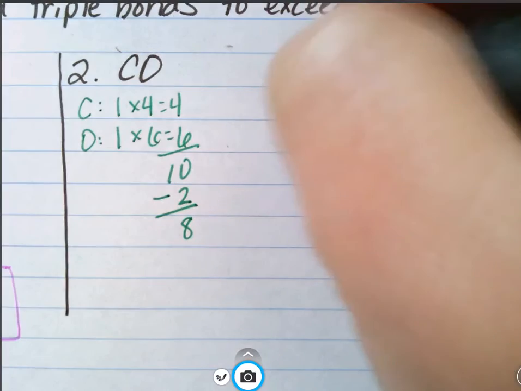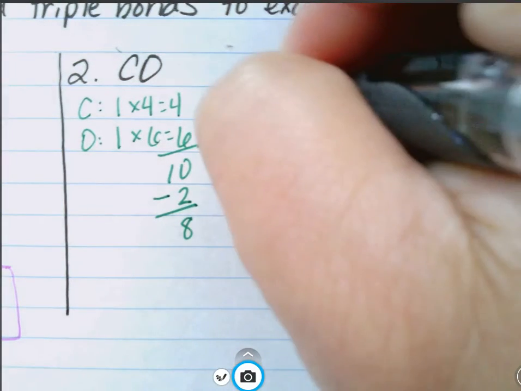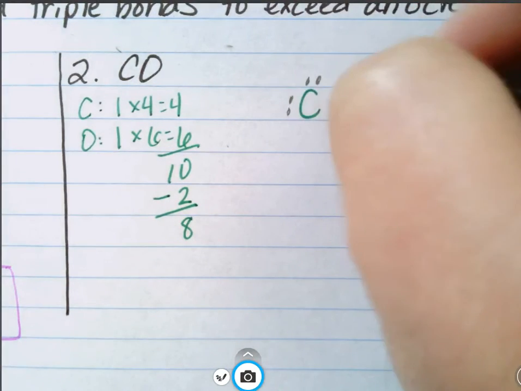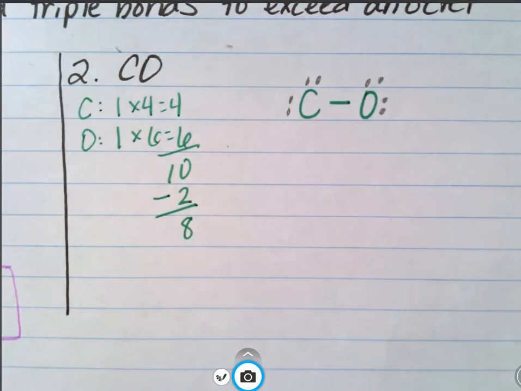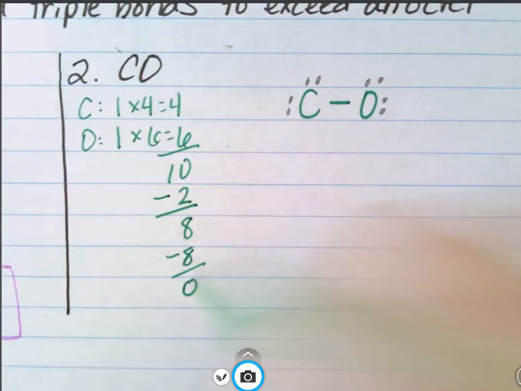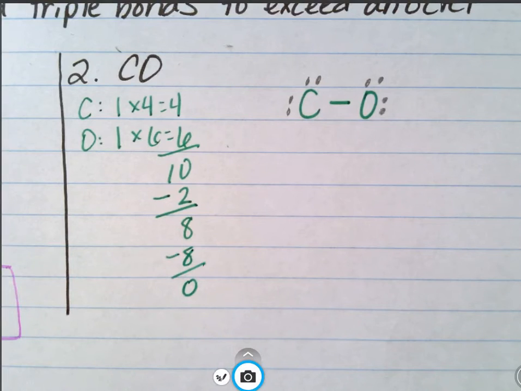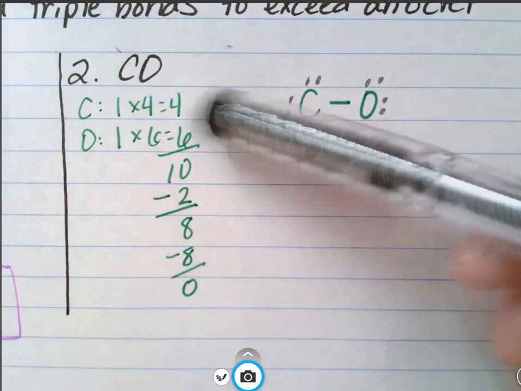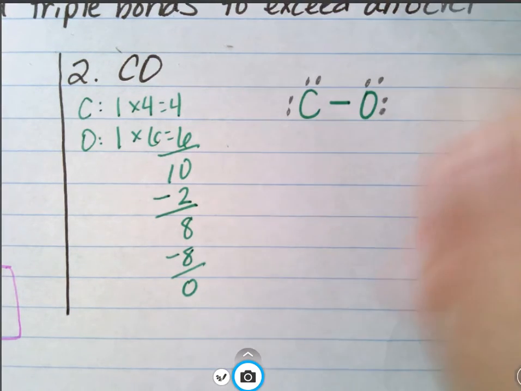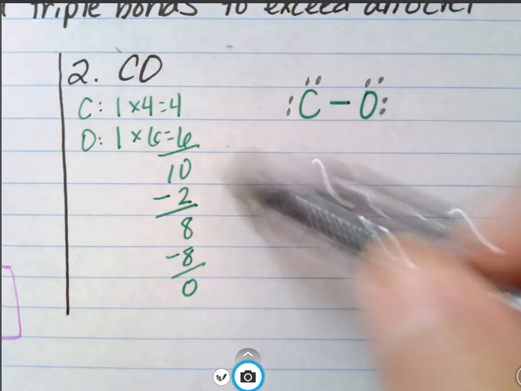Let's do that with pencil. 1, 2, 3, 4. 1, 2, 3, 4. Okay, now I've used all 8. None left over. And once you reach 0, you can stop. You don't have to redo your math at all if you have to share more electrons than you did before. All right, so here we go. Let's go back to this.